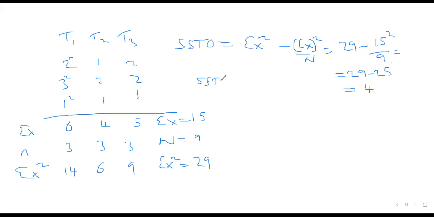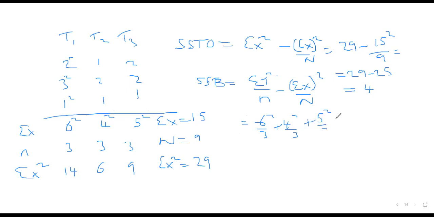So we're going to sum the treatments minus the correction term. What does it mean? We go individually: 6 squared over 3, 4 squared over 3, 5 squared over 3. So 6 squared over 3 plus 4 squared over 3 plus 5 squared over 3 minus 15 squared over 3 over 9. What are we getting there?